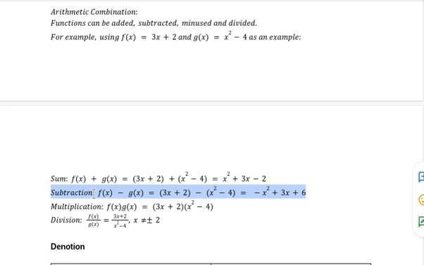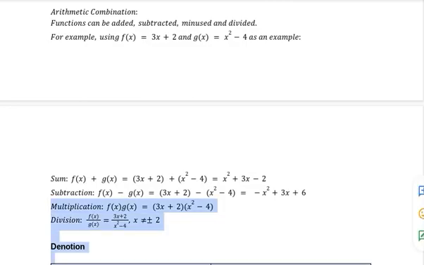However, remember that for division, g(x), the denominator function, cannot be 0 because we all know that a number cannot be divided by 0. So this means that g(x) can only be nonzero. So x squared minus 4 not equal to 0 means that x is not equal to plus or minus 2.